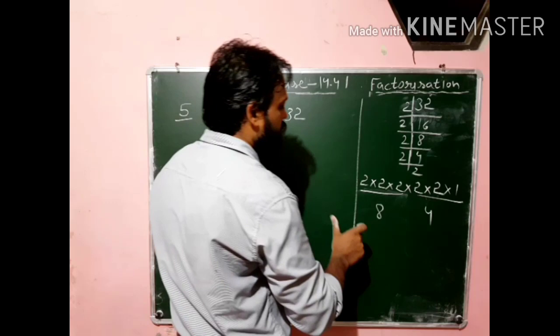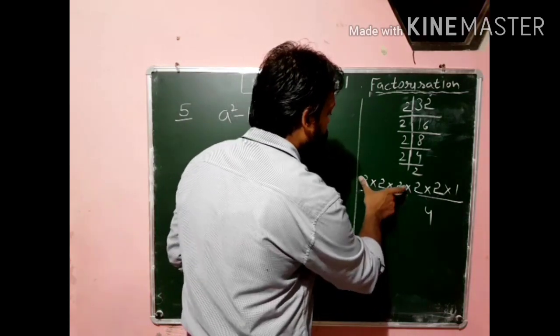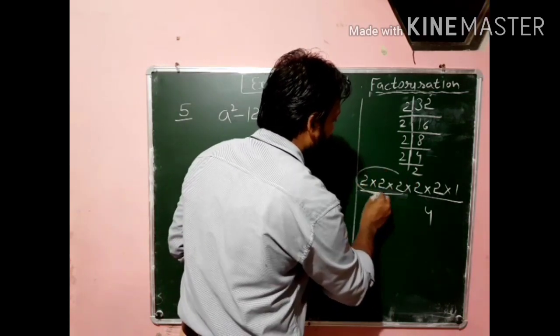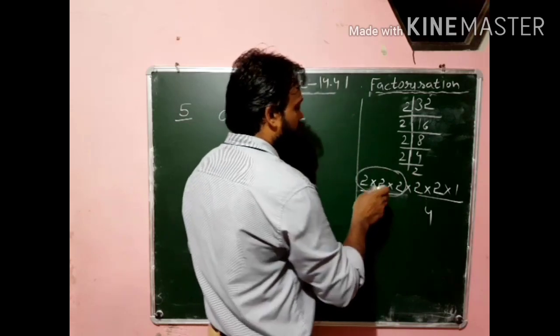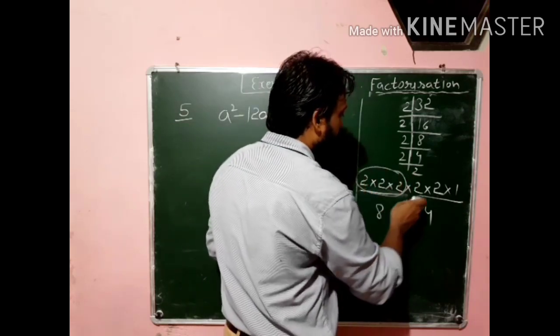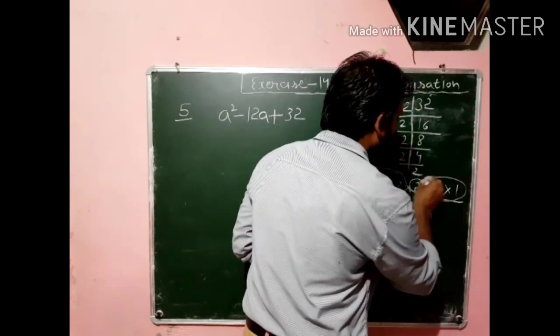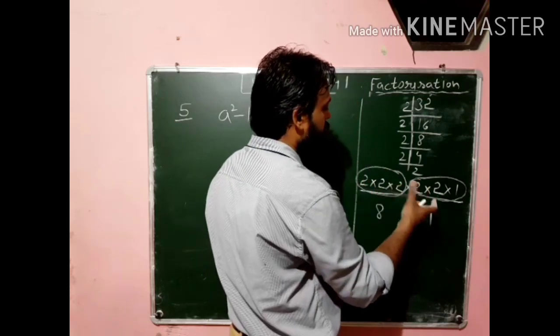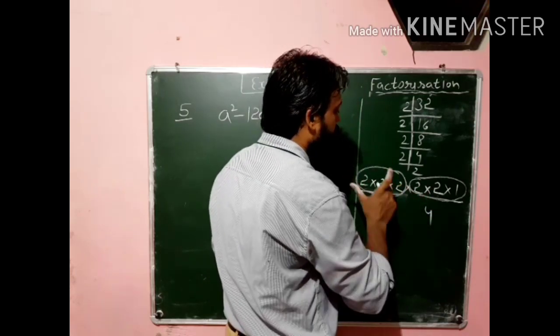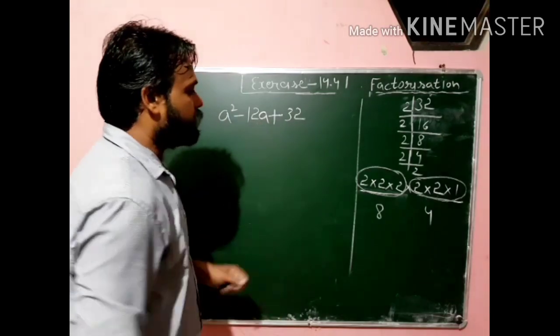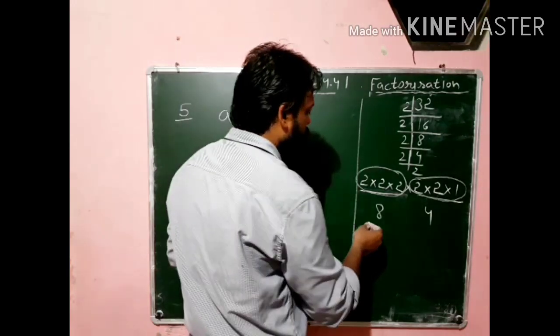So in this way we find the values by making the proper groups, means by taking the proper values in the first group and the proper values in the second group. So only this much we have to think while separating this 12. Okay, now we have to take care of the sign also.